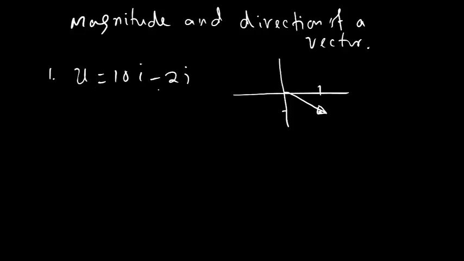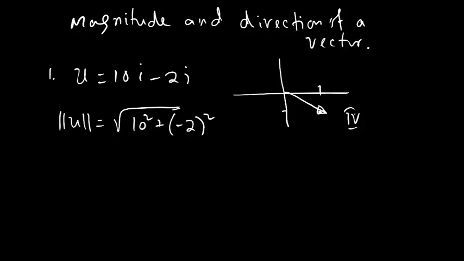Suppose we have a vector u equals 10i minus 2j. Now if you draw the picture, you see 10 units on this side and 2 units going down. So the vector is this, it is in quadrant 4. Your magnitude will be the square root of 10 squared plus (-2) squared. So you get the square root of 104. This is the magnitude of the vector.